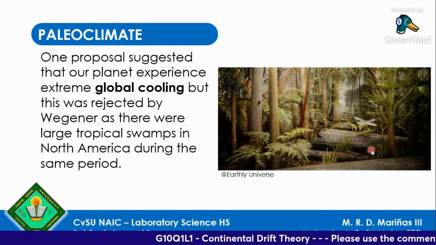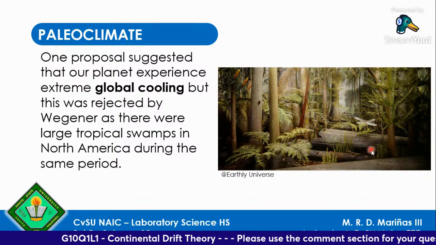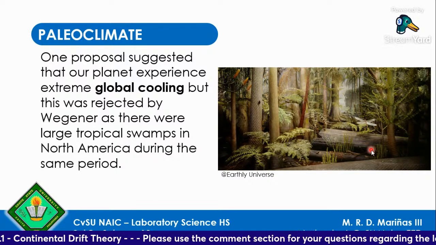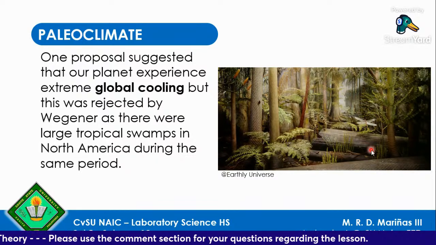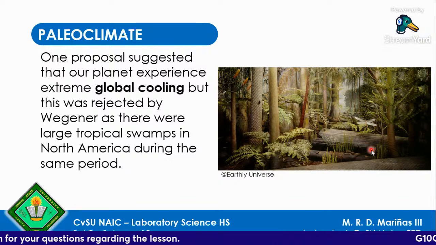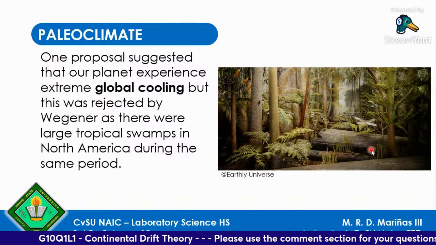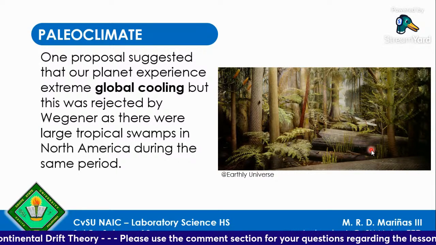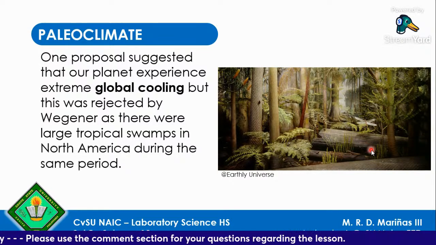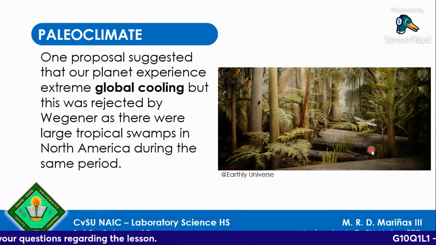Because Wegener said, if there was global cooling during that time, why were there large tropical swamps in North America during the same period? If it were global cooling and our whole planet became cold, the whole world should be affected by this so-called cooling period. But Wegener said that's not true, that's not possible because I have evidence, I have fossils, I have data saying that there were large tropical swamps or wetlands in North America during the same period. And these wetlands are formed when an environment is humid or moist. And this will not happen during global cooling.